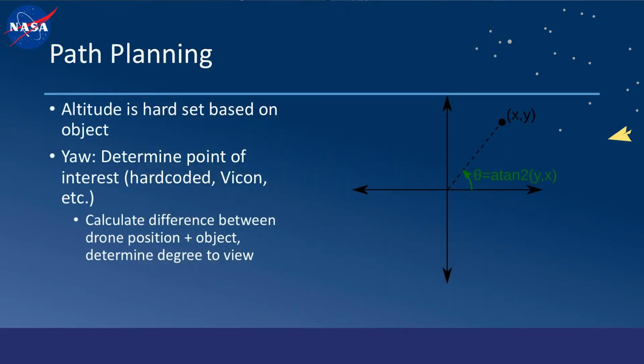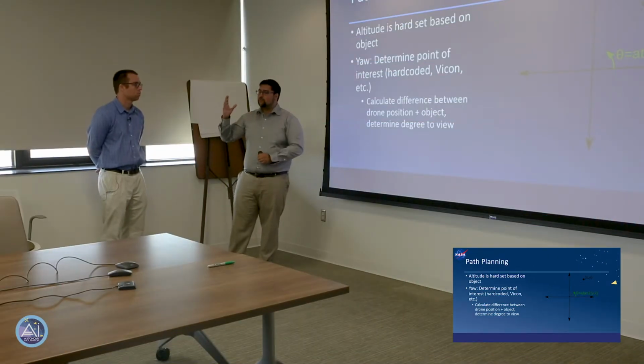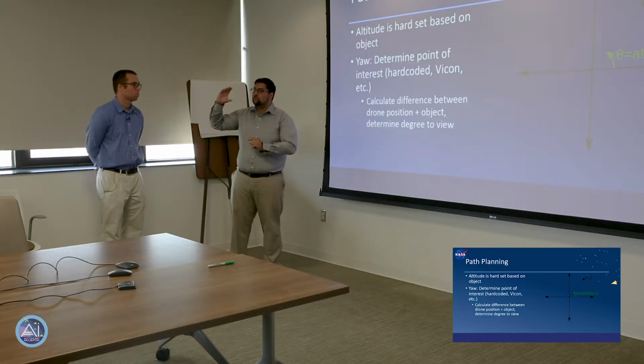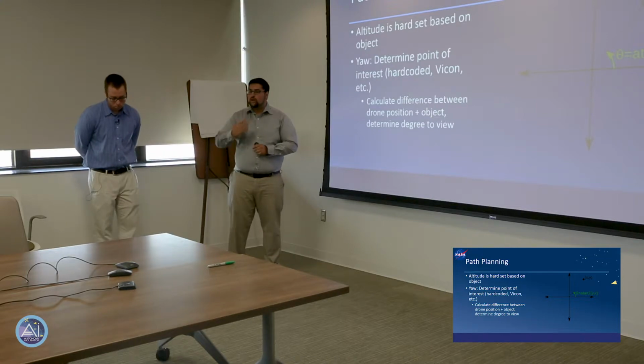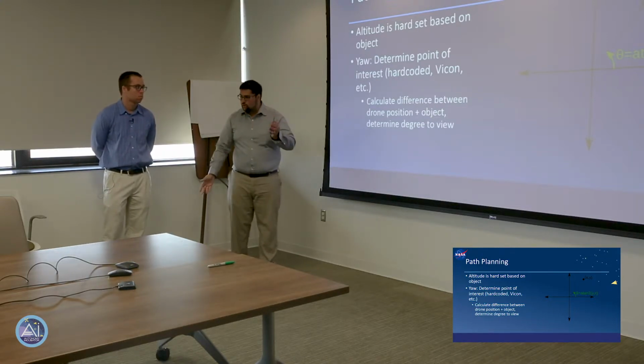In terms of altitude and yaw, the altitude in our case was hard set based on the object, as you'll see in a second when I talk about the demo. There's multiple heights to our object. We've stacked two cylinders together, so there's multiple areas of interest in terms of altitude. So for our drone, we would hard set this is the top of the cylinder, this is the bottom of the cylinder, figure out the rest.